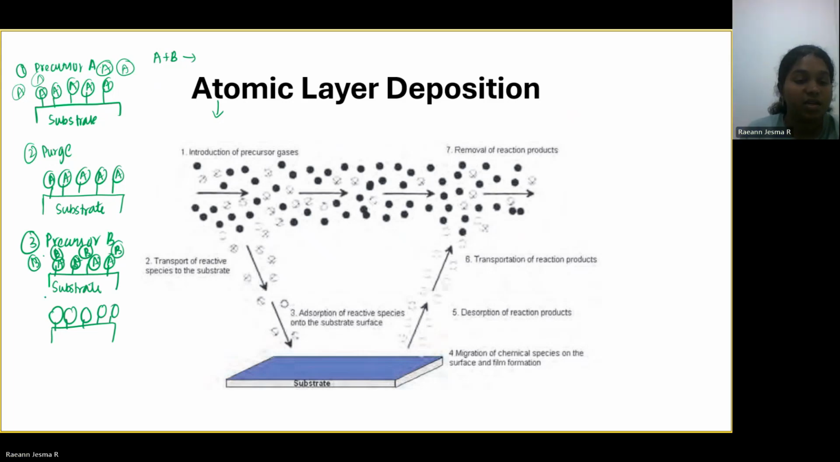However, this will give us a range of few nanometer thick films. Some metal oxides can be deposited by using atomic layer deposition. So in chemical vapor deposition, we can go for a few hundreds of nanometers of films. But in the case of atomic layer deposition, it will be a few nanometers.